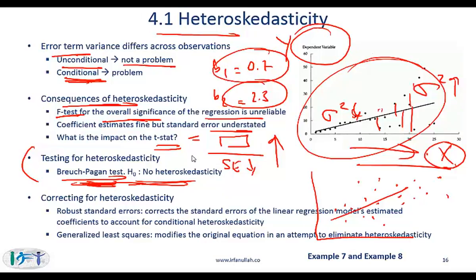The advantage here also is that, if you don't have too much time, at least know this. And then if you have time, then there is more for you to do. Okay, how do you correct for heteroscedasticity? You can do the following.